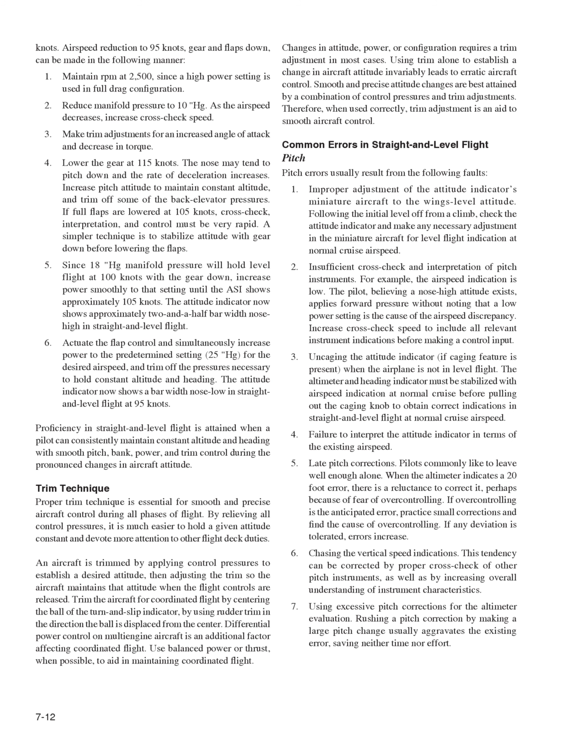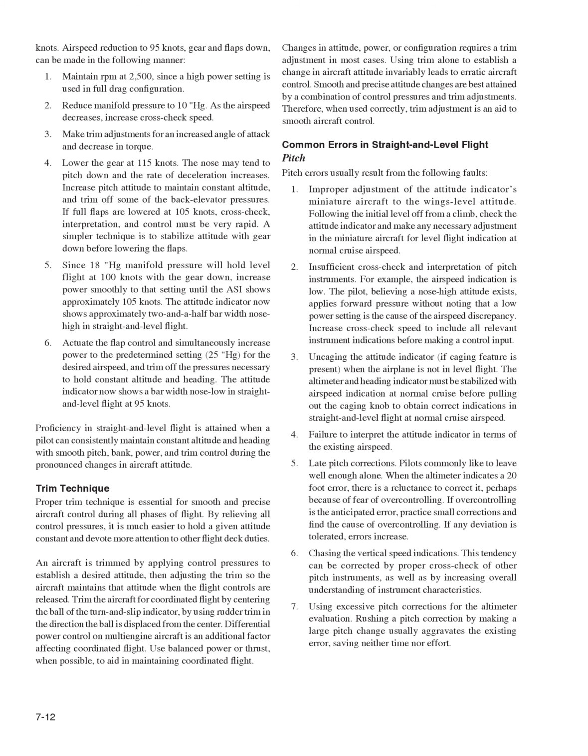Common errors in straight and level flight. Pitch errors usually result from the following faults. 1. Improper adjustment of the attitude indicator's miniature aircraft to the wings level attitude. Following the initial level off from a climb, check the attitude indicator and make any necessary adjustment in the miniature aircraft for level flight indication at normal cruise airspeed.